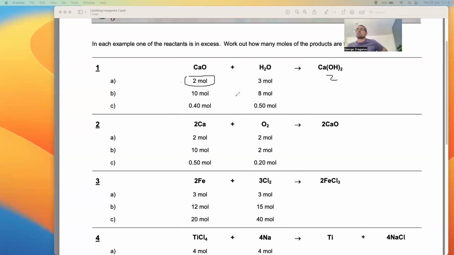Another example, we have 10 versus 8 moles. So 8 is limiting, and the product will also be 8 because it's a 1:1 ratio. And here 0.4 will be limiting, and the product will be 0.4.